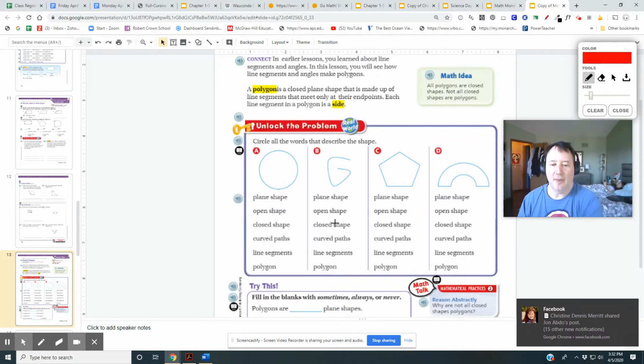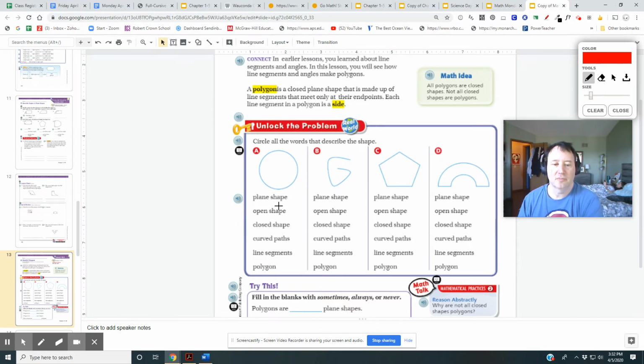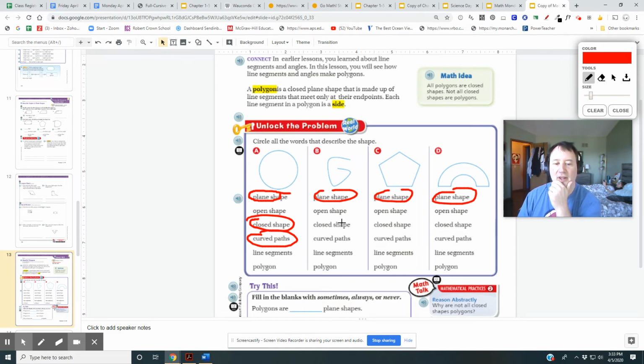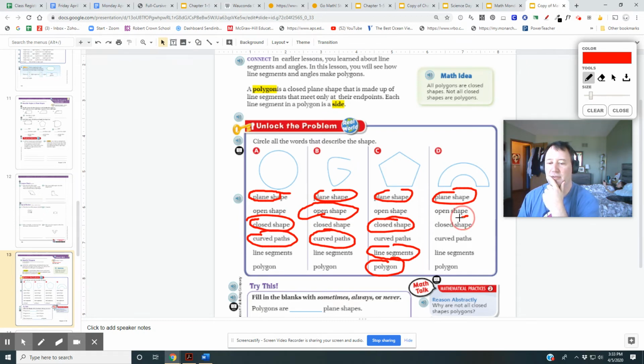Okay, so we're finally on our polygons. All of these would be considered plane shapes. This is a closed shape. It has curved paths, and that is, it doesn't have any line segments, and it's not a polygon. This one is an open shape. It does have curved paths. This one is closed. It does have line segments, and it is a polygon. This one's closed. It has curved paths.